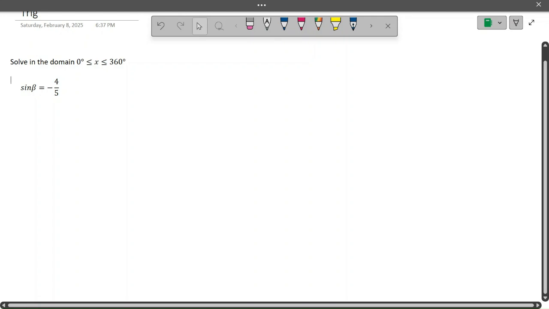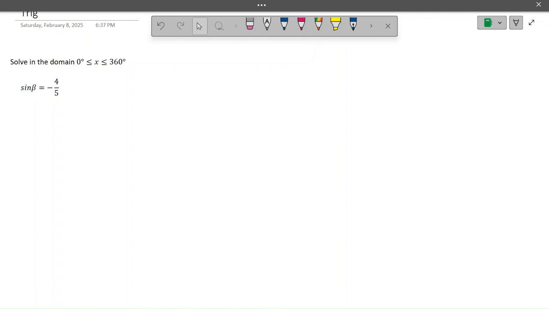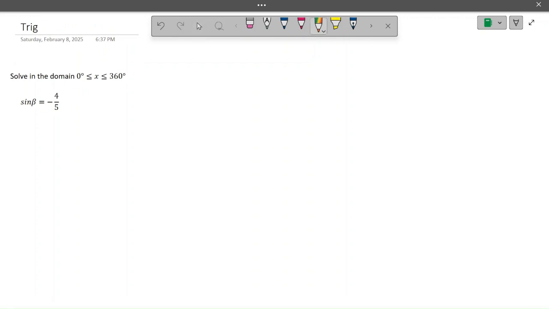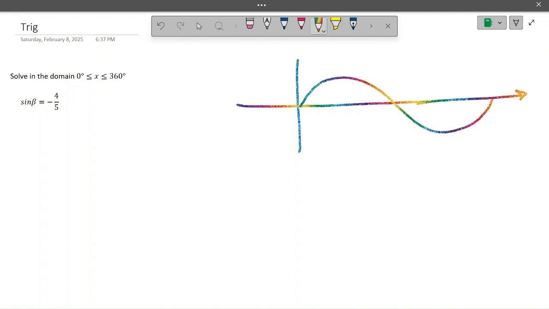All right, we are moving on to a problem for which we do not have a graph. We are using the domain 0 to 360 degrees again, and we're solving the sine of beta equals -4/5. So if I were thinking about this, and I didn't have a graph, which is likely going to be the case, I know that my sine wave looks something like this, right? And I know that when y is -4/5, it's down in this region somewhere. And it's probably pretty close, like -4/5 is -0.8. So it's probably somewhere in here.